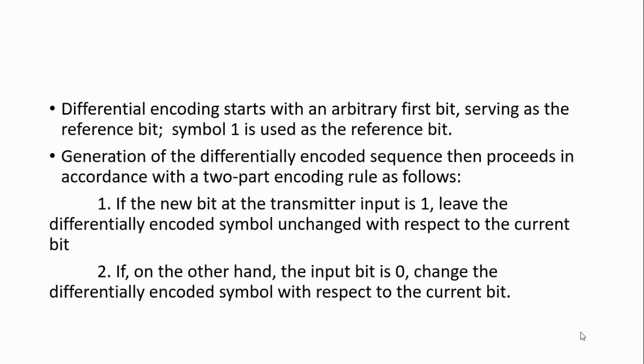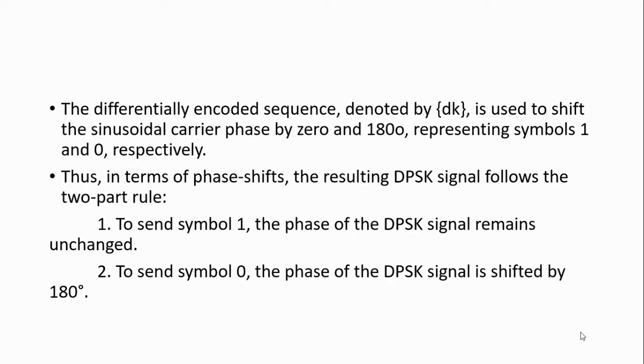If the new input bit is 1, it leaves the differentially encoded symbol unchanged with respect to the current bit. If the input is 0, it changes the differentially encoded symbol with respect to the current bit. The differentially encoded sequence, denoted by dk, is used to shift the sinusoidal carrier phase by 0 or 180 degrees, representing the symbol 1 and 0.